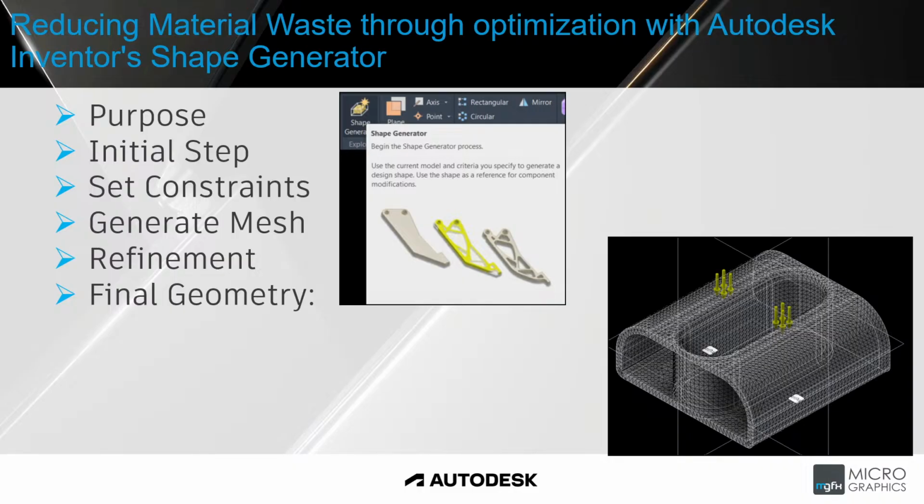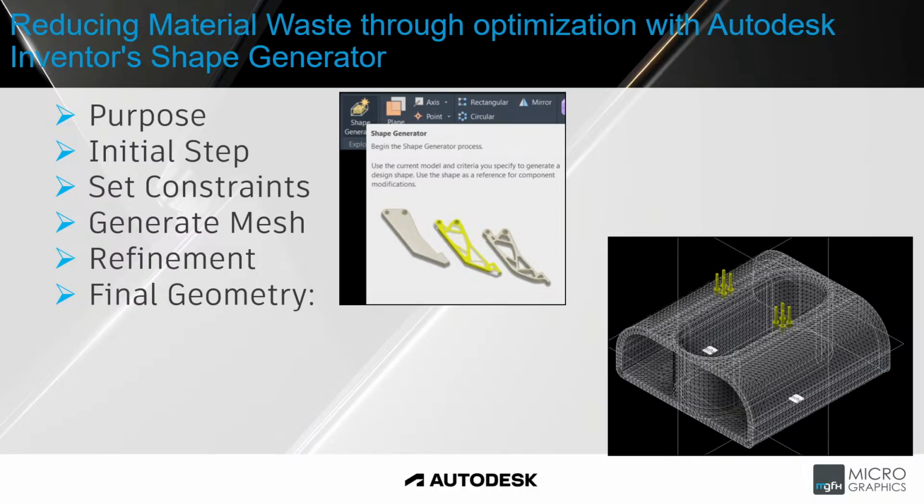Another handy tool within Inventor would be your shape generator. This really does assist with reducing material waste through optimization with Autodesk Inventor. The purpose is you can create lightweight, optimized models based on design requirements. You begin with an approximate base model representing the desired volume or shape. You set your constraints. This will define design criteria such as load, supports, and material.